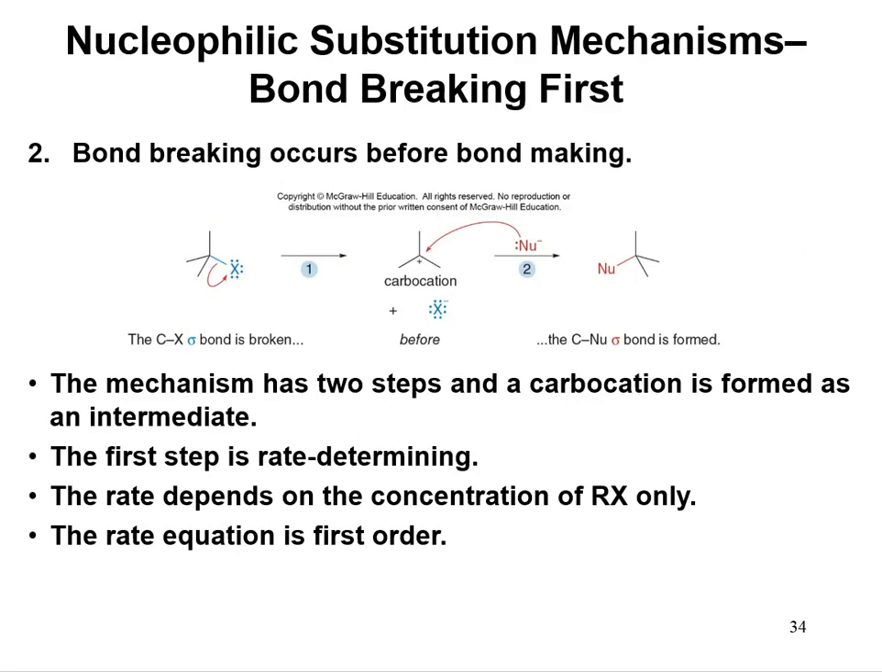The second possibility is for the bond breaking to occur before the bond making. A mechanism of this scenario is shown. Focus on the mechanism. This process would require the leaving group to break off the alkyl halide, forming a carbocation, which is in the middle. Then, in a second step, a nucleophile approaches and forms a covalent bond with the carbon bearing the positive charge. The rate determining step in this process will be the first step. This rate is only dependent upon the concentration of the alkyl halide, and this time is just first order.